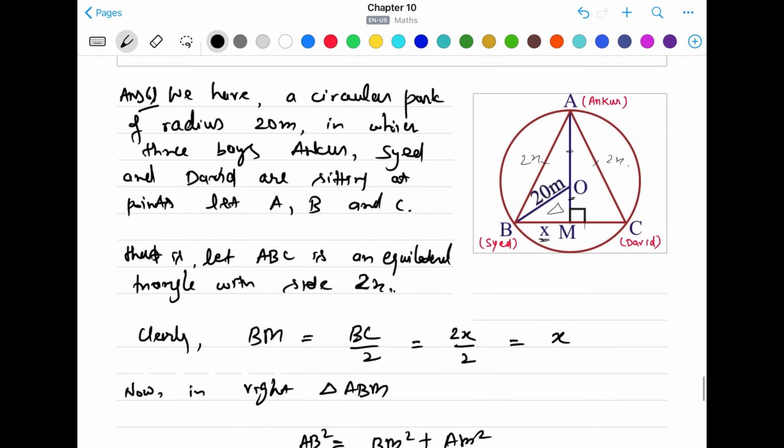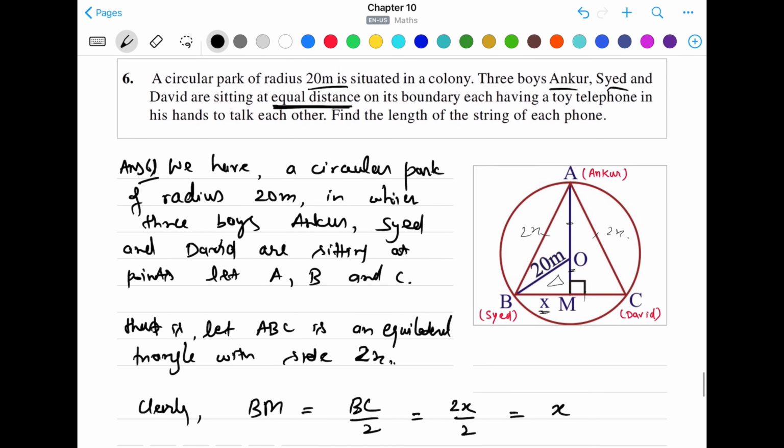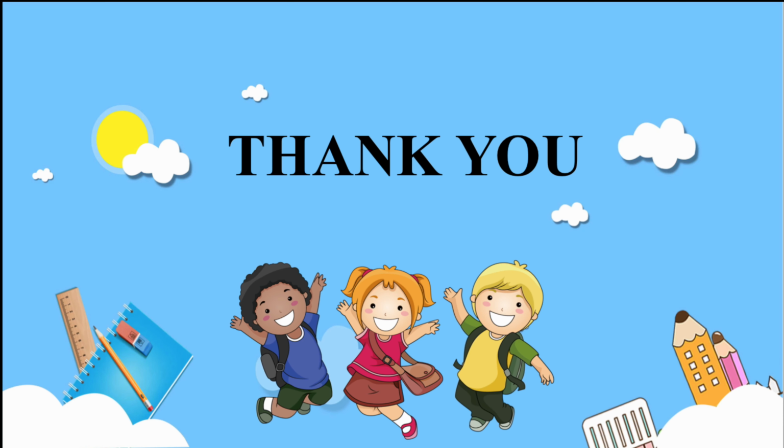So that's the answer to question number 6 of this exercise. With this we have completed all six questions of this exercise. Please solve these questions multiple times so that you understand them better.